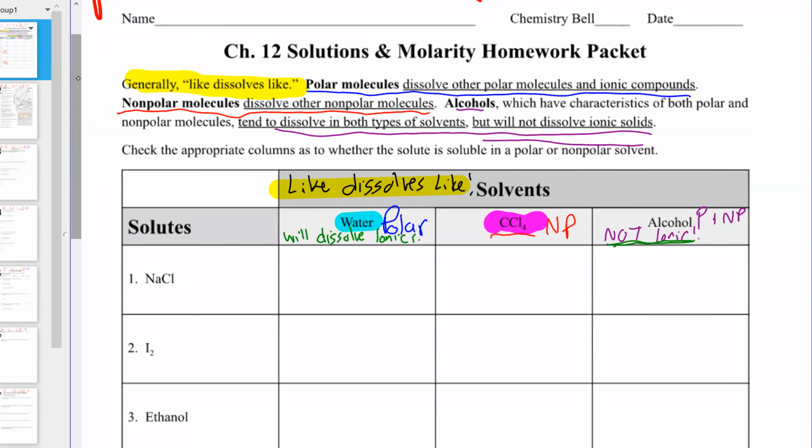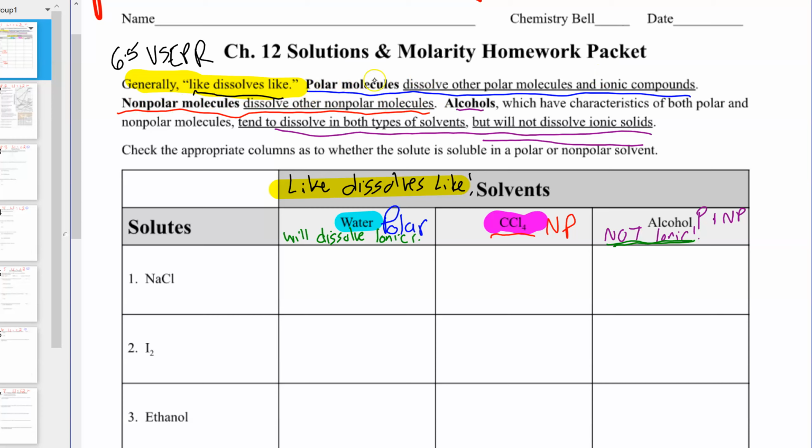So let's just review what we learned in chapter 6.5 with our VSEPR and polarity. We already covered some of this in our VSEPR, valence shell electron pair repulsion theory. Now don't worry, we're not going to do molecular geometry again. We're going to do some easier fun stuff. What I want you to remember though is that like dissolves like. We know that polar dissolves other polar molecules and ionic compounds, and nonpolar dissolves other nonpolar molecules.